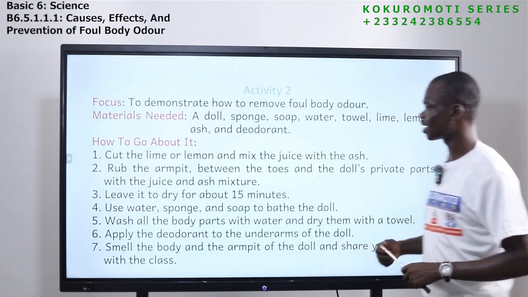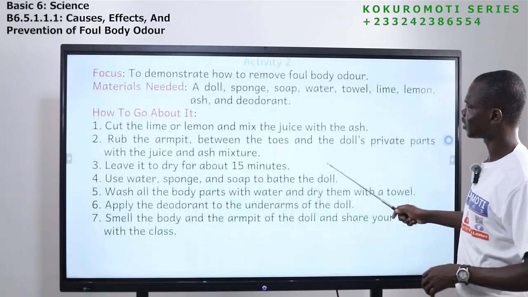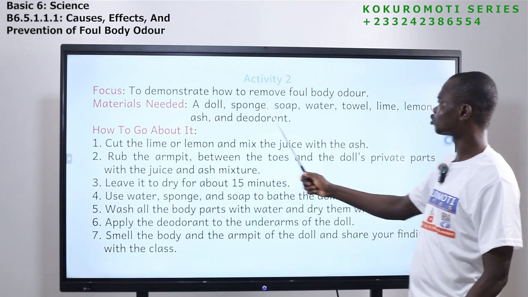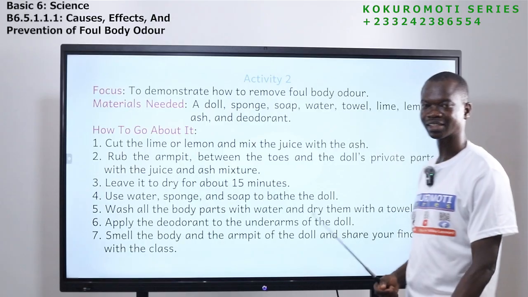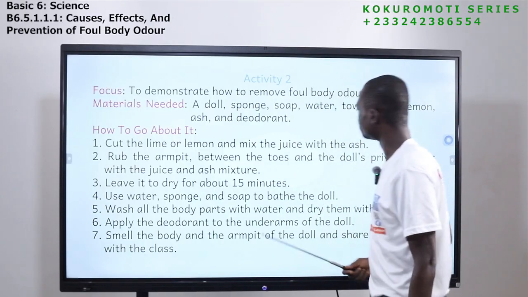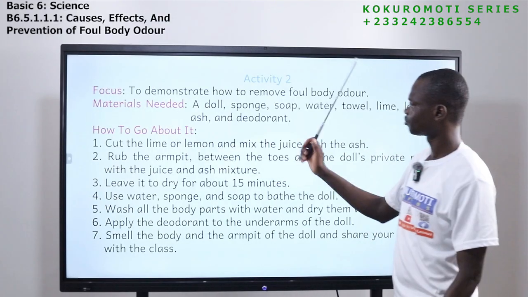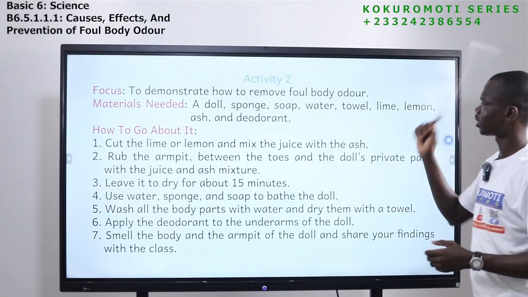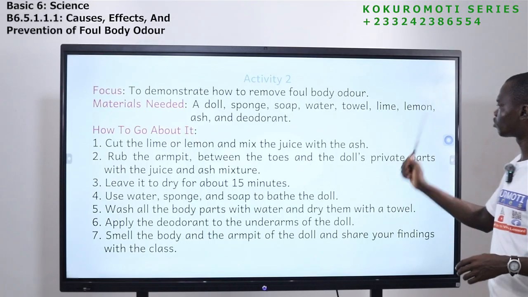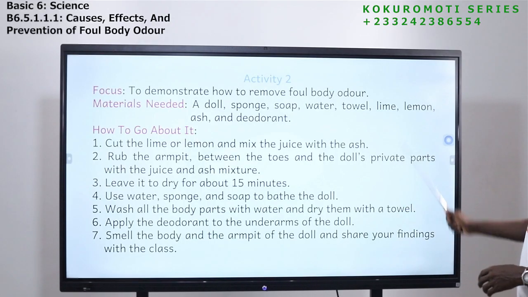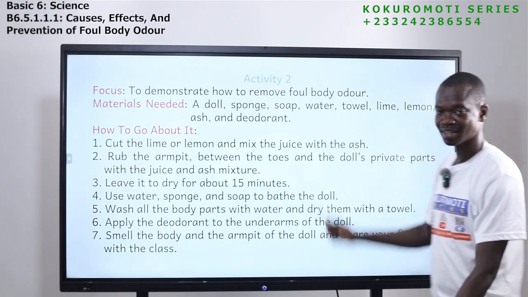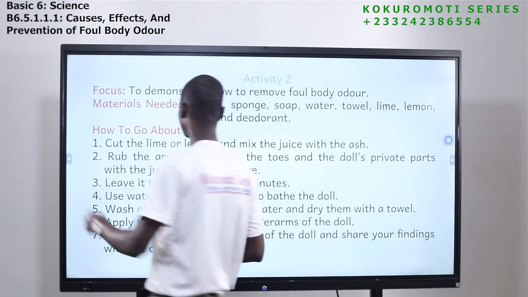Okay. Now there is another activity here. Let me read it out. The focus is to demonstrate how to remove foul body odor. So we are going to look at how foul body odor can be removed. Materials needed. You need a dough. Then we have a sponge. We have soap. We have water. We have towel. We have lime. We have lemon. We have ash, and then deodorant. So these are the things that you need. How to go about it?